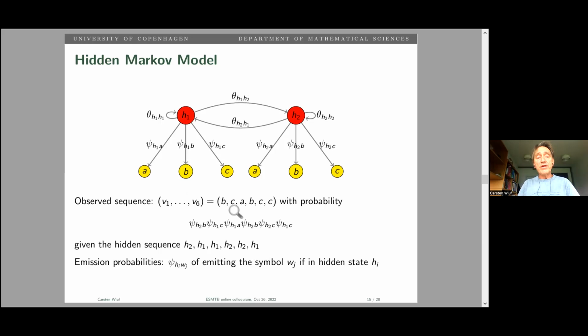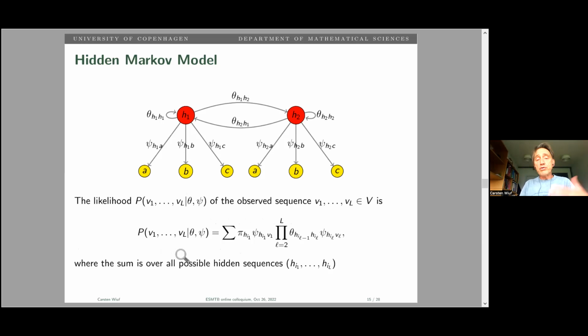And then on top of this, we have the observed sequence, and one could imagine the observed sequence was BCABCC. That would have given the hidden sequence we had on the previous slide. Then it would have this probability, just the product of the probabilities of emitting the different symbols from the different states. And these probabilities are called emission probabilities.